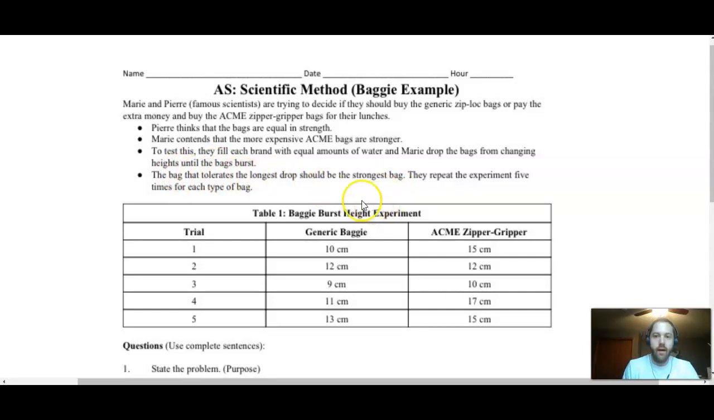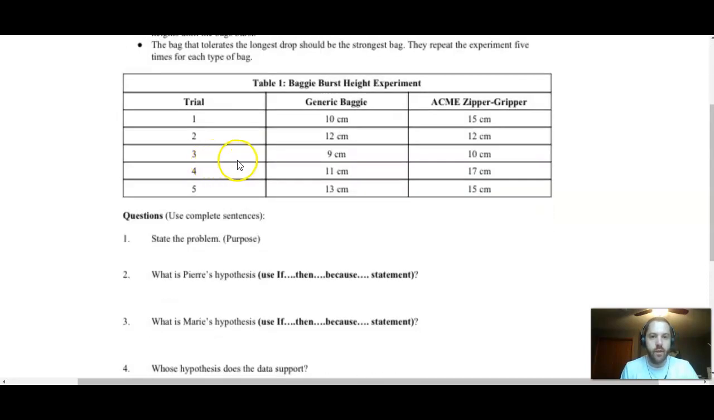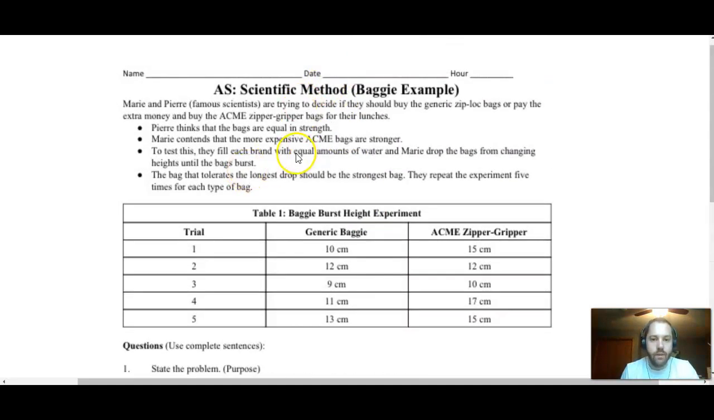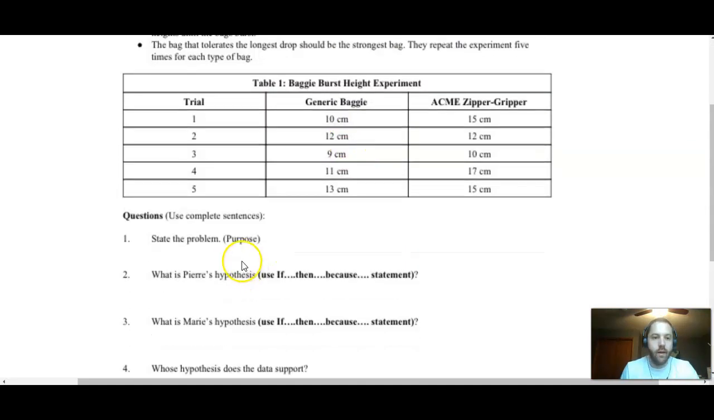The bag that tolerates the longest drop should be the strongest bag. So they repeat the experiment 5 times for each type of bag. And then it gives us this table here. So we have 5 different trials: generic Baggie, and then the Acme zipper gripper bags. And then they give us the different height that they were able to drop it from before it burst. So they may have dropped it from other heights, but this is the height that the bag finally broke open with once it was filled with the equal amounts of water.